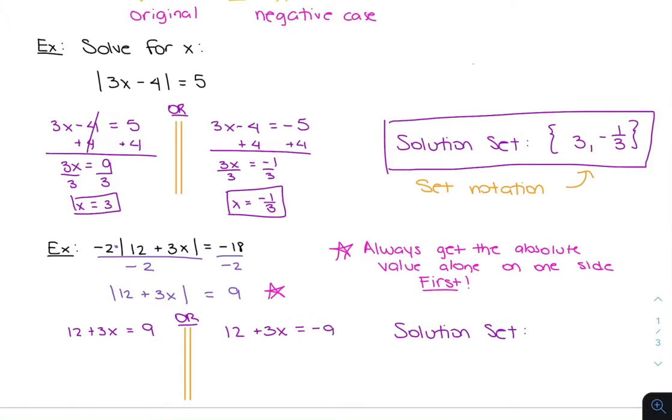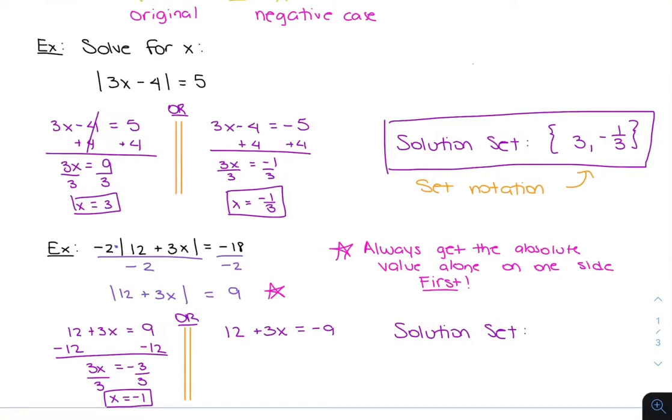Now we can just solve for x. If we subtract 12 from both sides, we end up getting 3x is equal to 9 minus 12, that is -3. And again, since we have a 3 in front of x, and it is being multiplied, we can get rid of it by dividing by 3. So we have that x is equal to -3 divided by 3, that is just -1. So this is one of our solutions.